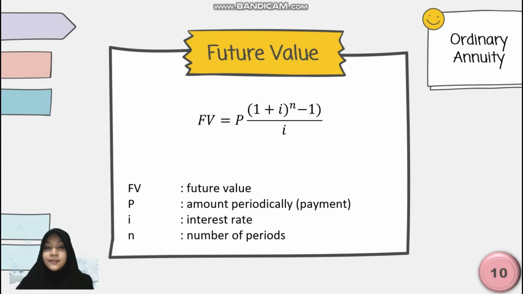And next is the future value of an ordinary annuity. The formula is future value equals P times 1 plus i to the power of n minus 1, divided by i. FV equals future value, P is the payment, i is the interest rate, and n is the number of periods.